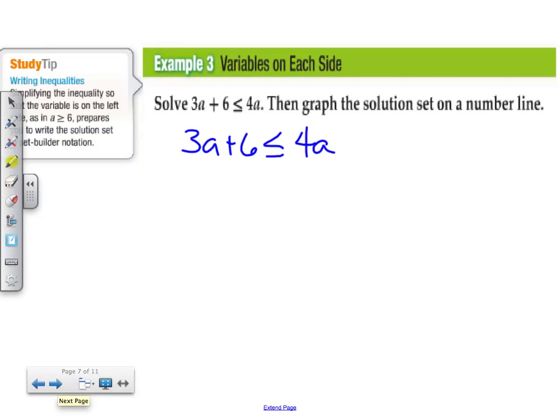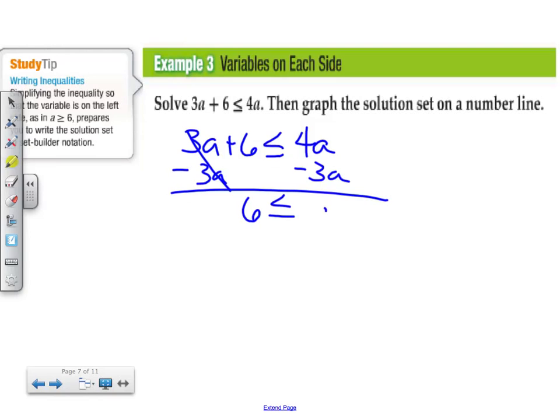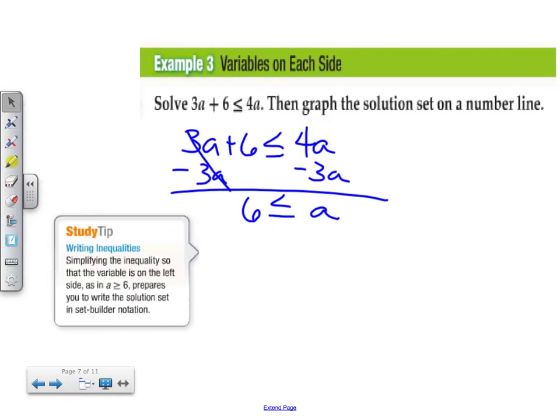Now, we're going to have to get the variables all on one side and the whole numbers all on the other. So I'm going to subtract 3a from both sides. So 6 is less than or equal to a. So that was easy enough. We just have to get variables both on the same side, just like we do in an equation. Be careful that you leave something on each side of the inequality sign, just like with equations.